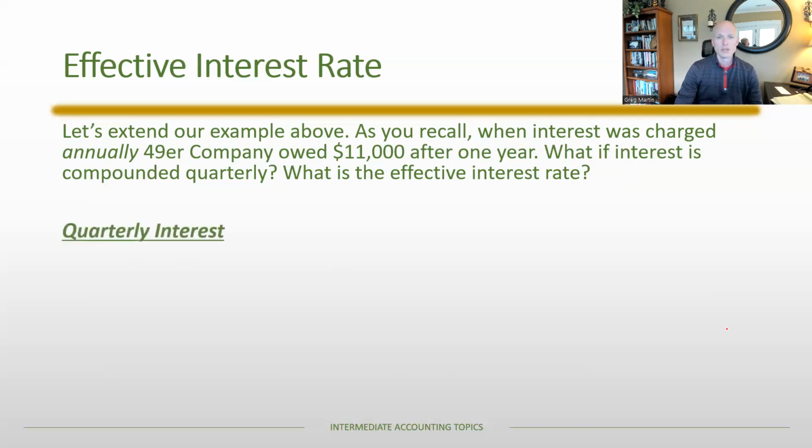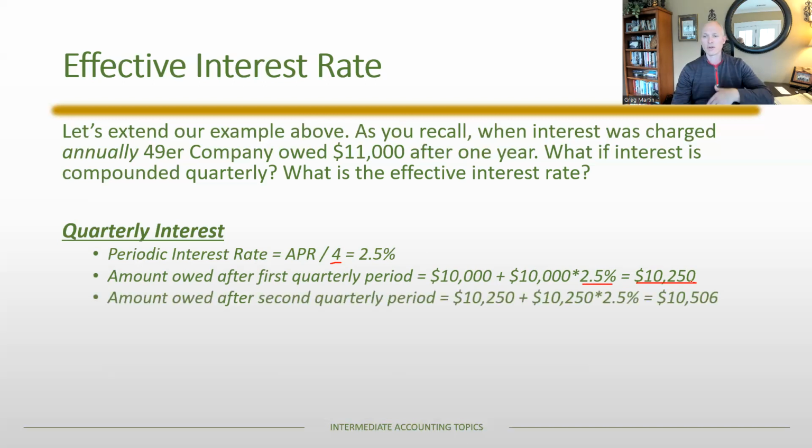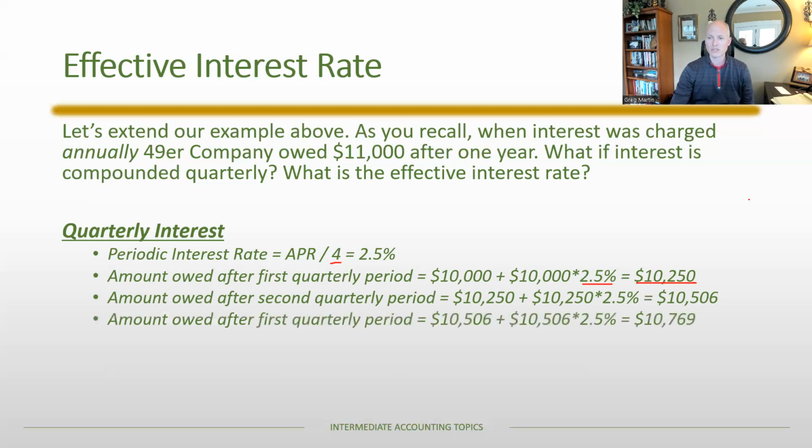Okay, so hopefully you did that. So again, looking at quarterly interest, our APR, rather than being divided by 2, you need to divide by 4, because now we are compounding 4 times per year. And so then after 1 quarter, you owe the $10,000 plus 2.5% of 10,000, which is $10,250. After a second quarter, not only do we have the amount we owe after 1 quarter, but now we have interest on that amount for a total of $10,506. Then after 3 quarters, $10,769.